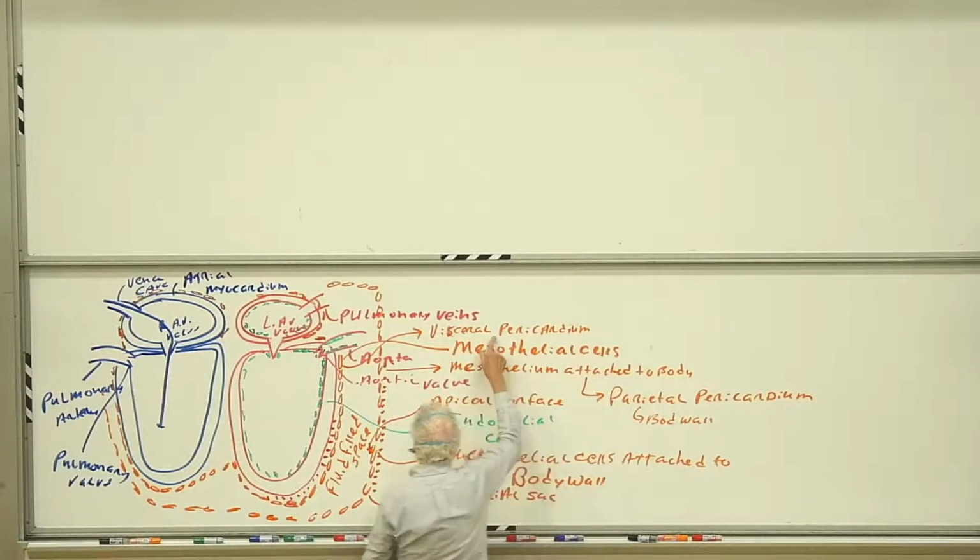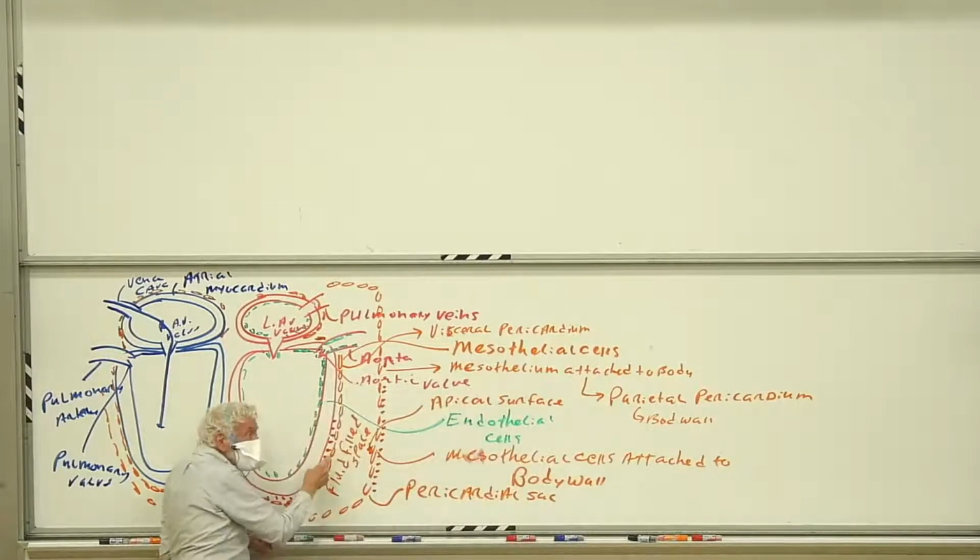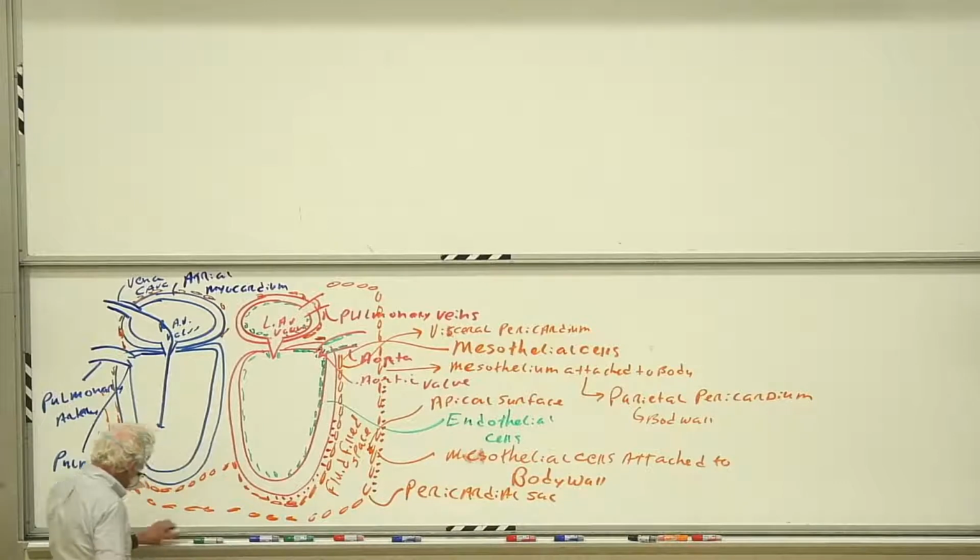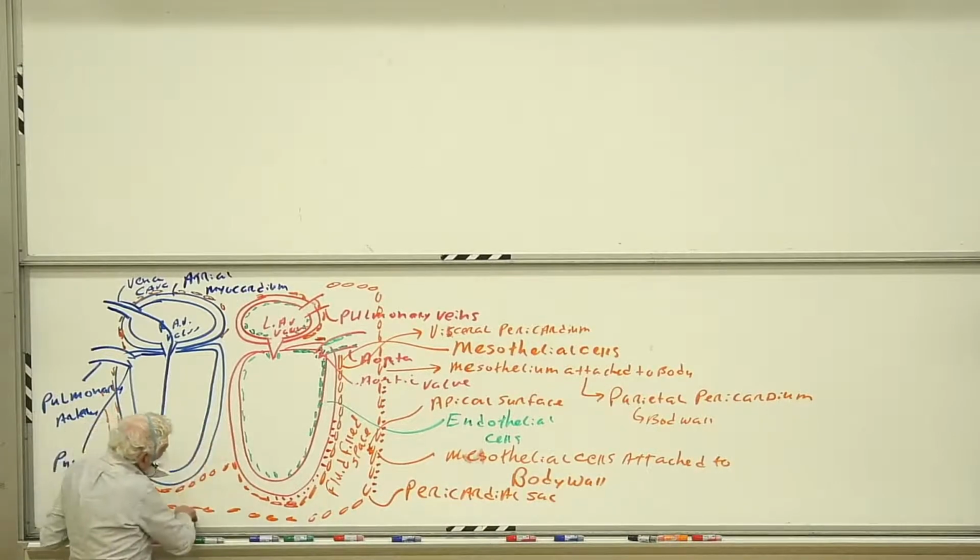The visceral pericardium is now that layer of mesothelial cells attached to the wall of the heart. It's attached to the viscera, and in this case, the viscera is the heart. Okay, so that's the anatomy.